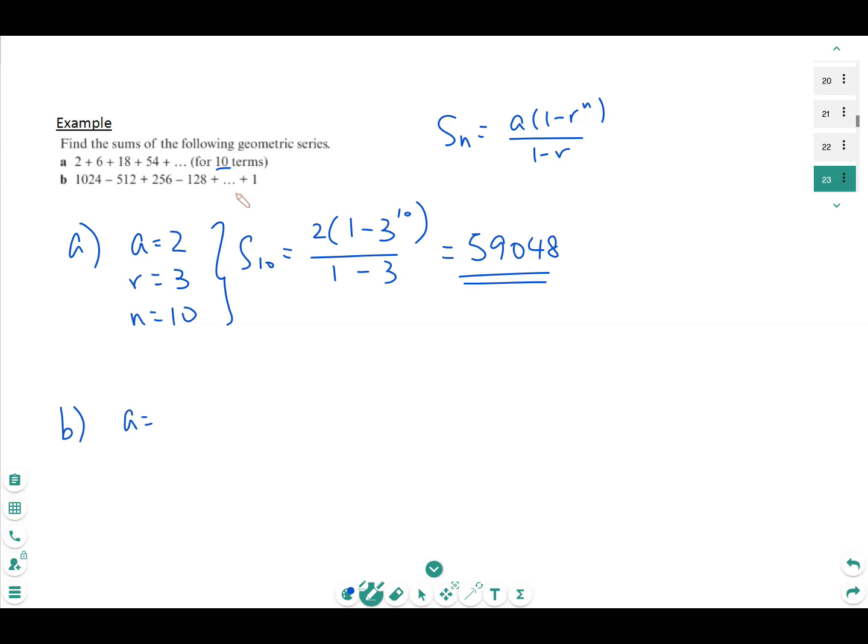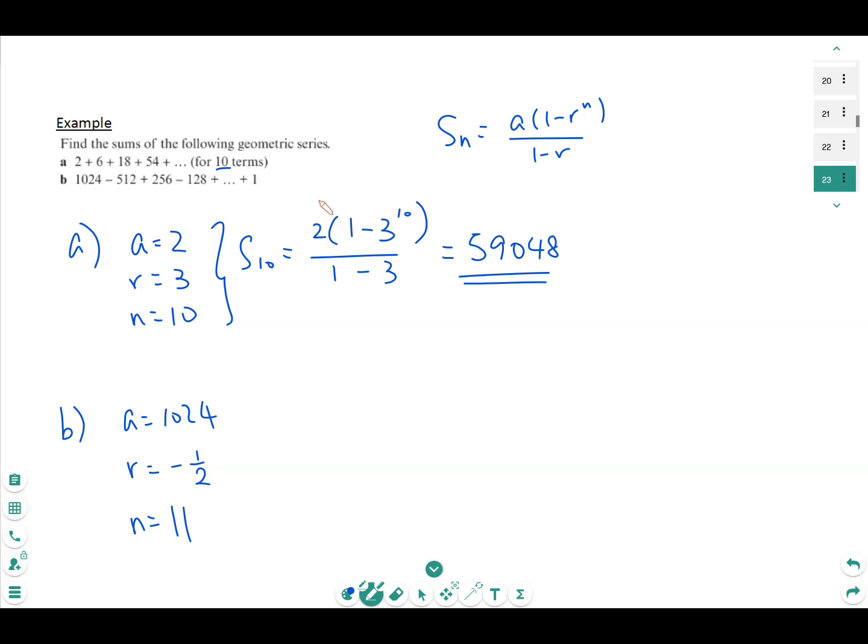Question b. The first term a is 1024. The ratio: you can see the sign alternates, therefore the ratio is going to be negative. We multiply by a half each time, so negative a half. We don't know how many terms there are, but you can work it out yourself. The last term is 1, and you multiply by half each time. If you count it yourself, the next term will be 64, then 32, then 16, then 8, 4, 2, 1. If you count them, there should be 11 terms.